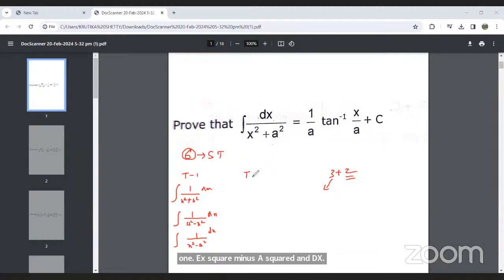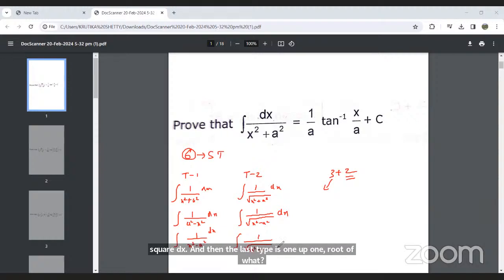Next, in type 2 we discussed the same 3, but these we are considering under the square root sign, so there should be no confusion. So 1 upon root of x square plus a square. Similarly we have 1 upon root of x square minus a square dx, and then the last one is 1 upon root of a square minus x square dx. Okay, so this is type 2.